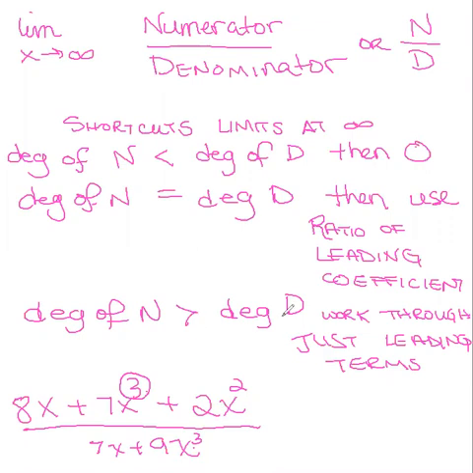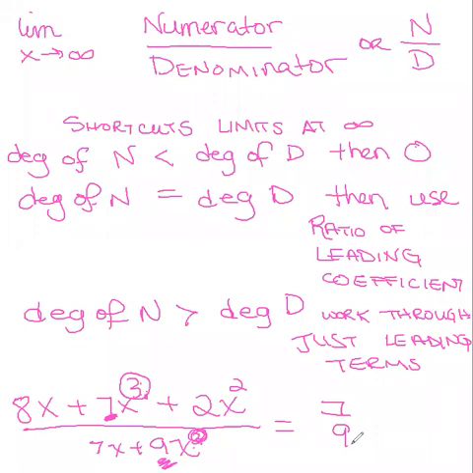The ratio of the leading coefficient. Well, that means the ratio of the numbers that are in front of the highest degree. So in this case, 7 is the coefficient in front of the highest degree. That's the leading coefficient. And down here, 9 is the leading coefficient, because that's the one in front of this degree. So if these two are equal, then I'm just going to get the ratio of those two for an answer.